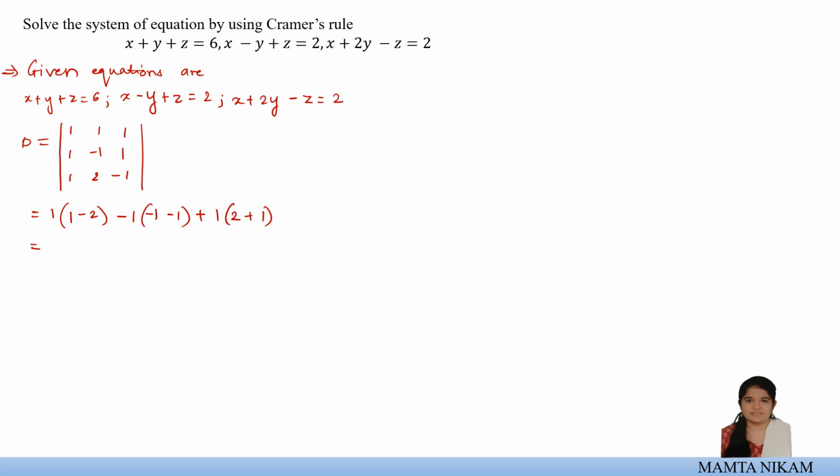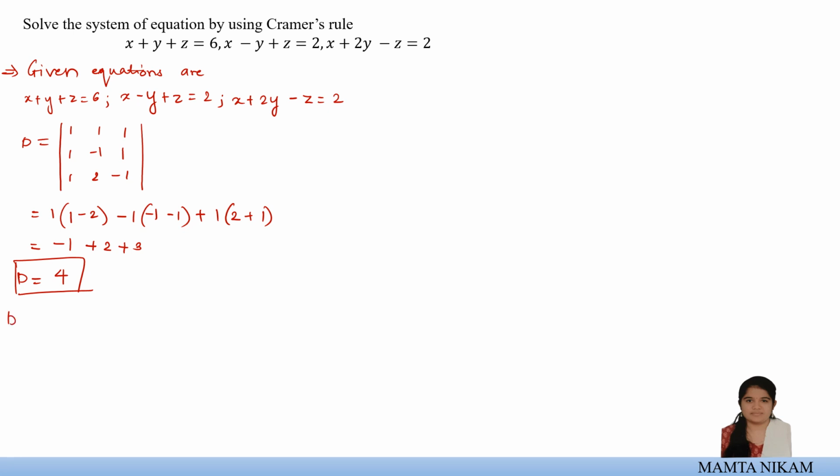So this is going to be minus 1 plus 2 plus 3. So minus 1 plus 2 and plus 3. So this is going to be 4. So D की value हमें मिल गई 4. Now to find x, y, z हमें dx, dy, dz की भी ज़रूरत है.